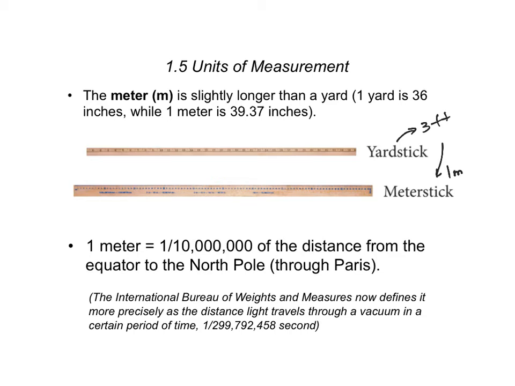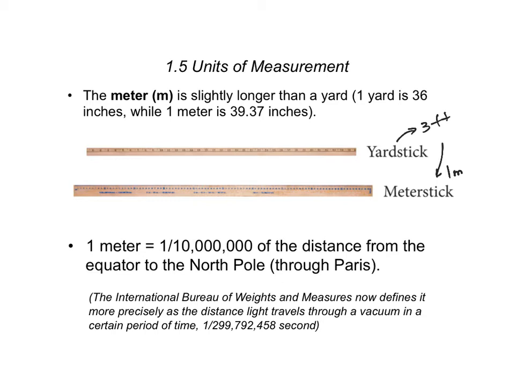How many yards are in a football field? 100, that's easy. So 100 yards is approximately equal to 100 meters, okay? It's a little bit off, give or take, but just think 100 yards, that's about 100 meters.